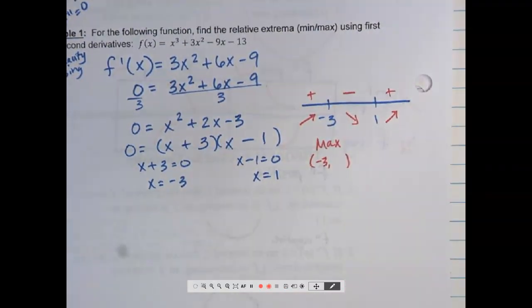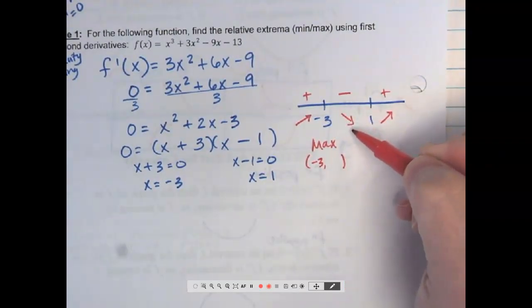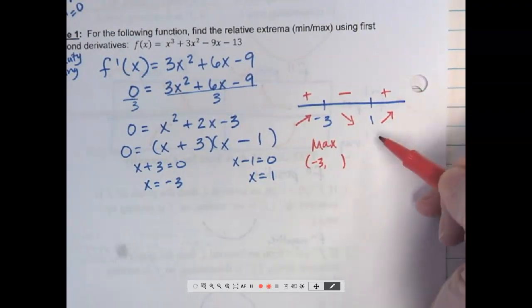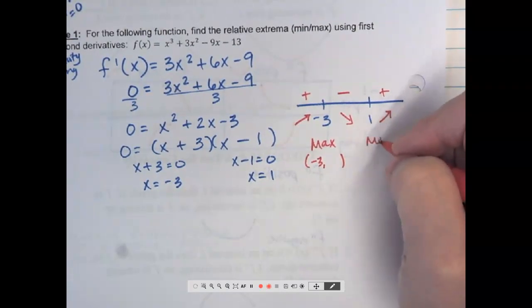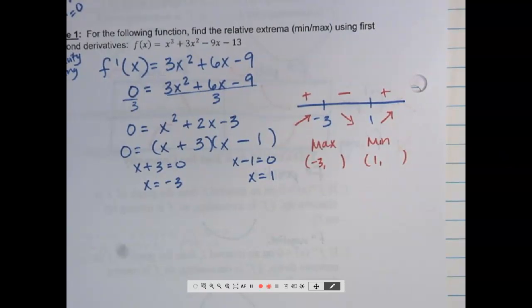Okay, we'll come back in a minute and find that y value. If I'm going downhill, I level out at a slope of 0, and then go uphill, what happens at 1? It's a minimum. 1 comma something. Okay, we'll worry with those in just a second.